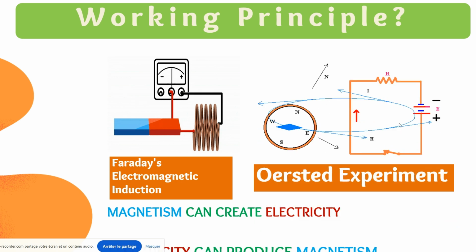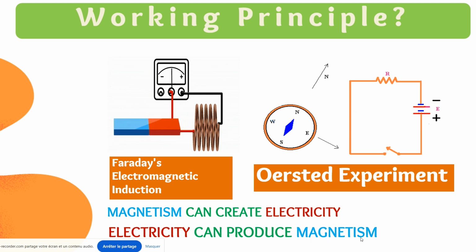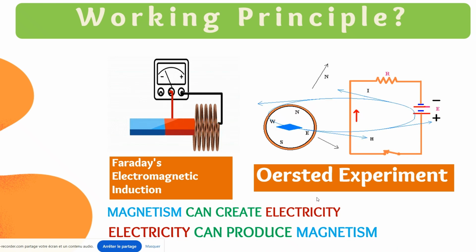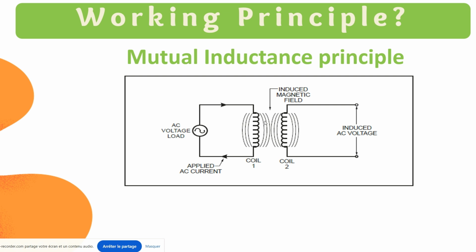The second experiment is related to Oersted's experiment, and we said as well that according to this experiment, it was proved that electricity can produce magnetism. So we can go from magnetism to electricity and from electricity to magnetism. These two experiments created a new field called the electromagnetism field. A transformer uses what we call the mutual induction principle. And what is this mutual induction principle?